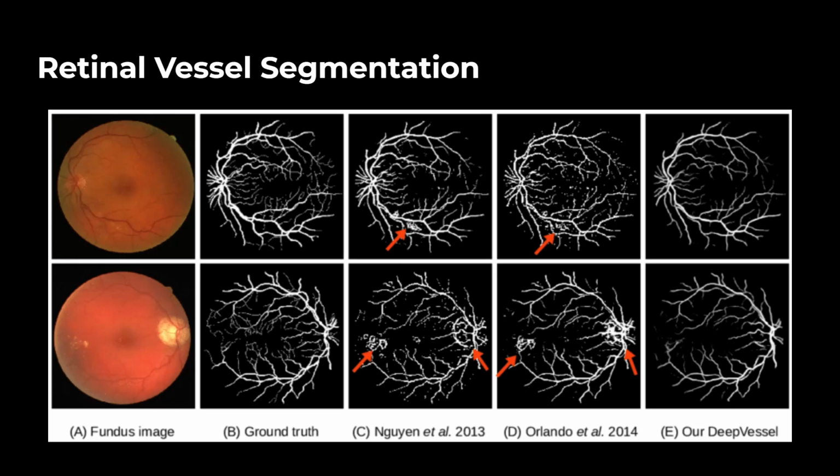Right, and now let's talk about some applications of image segmentation. A very common one in the medical field, actually a very basic one, is retinal vessel segmentation. Right, so it's exactly what it sounds like. Given an image of, let's say, the retina, you want to be able to segment out the vessels of the image.